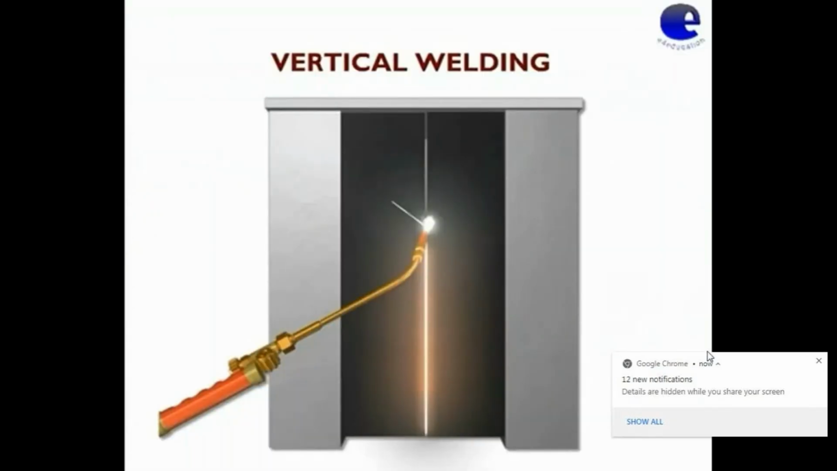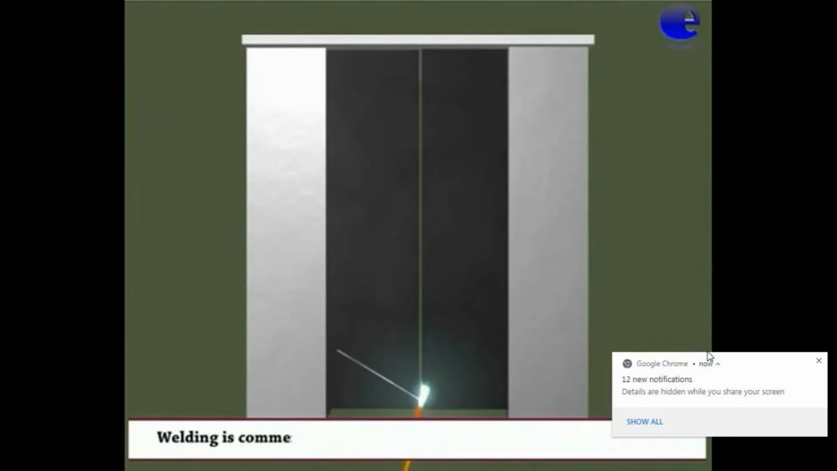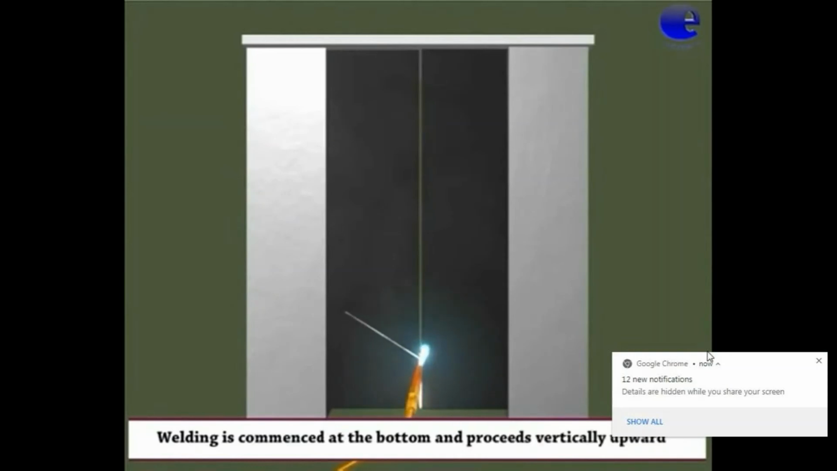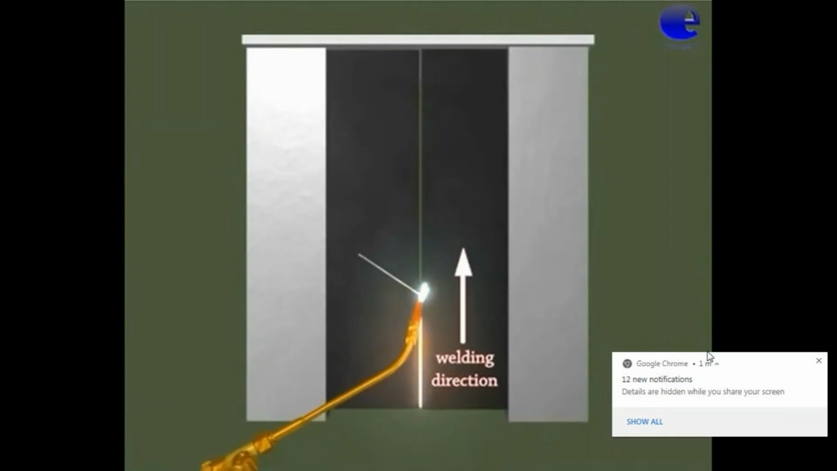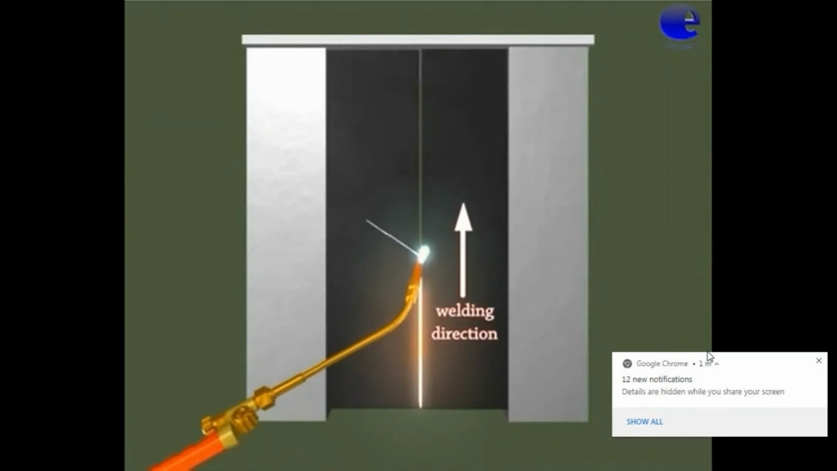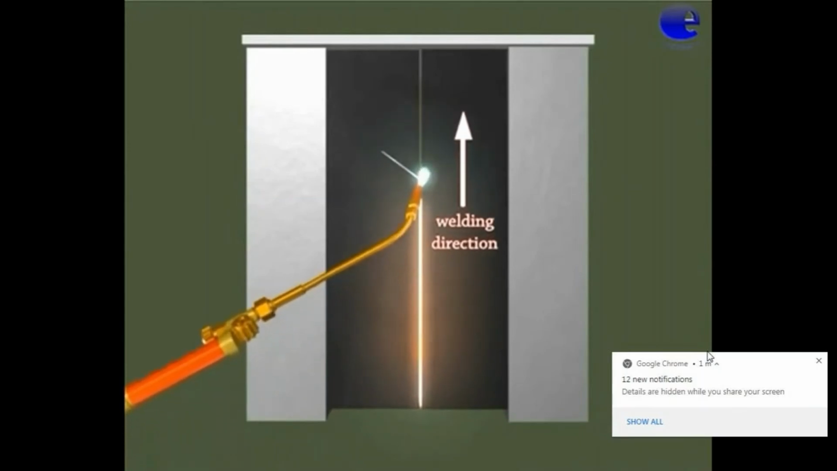Vertical welding. This welding consists of a filler rod and a welding torch. Welding is commenced at the bottom and proceeds vertically upwards. The operator starts at the bottom of the weld joint and proceeds upwards along the seam. In this method, the filler rod moves ahead, followed by the blowpipe.